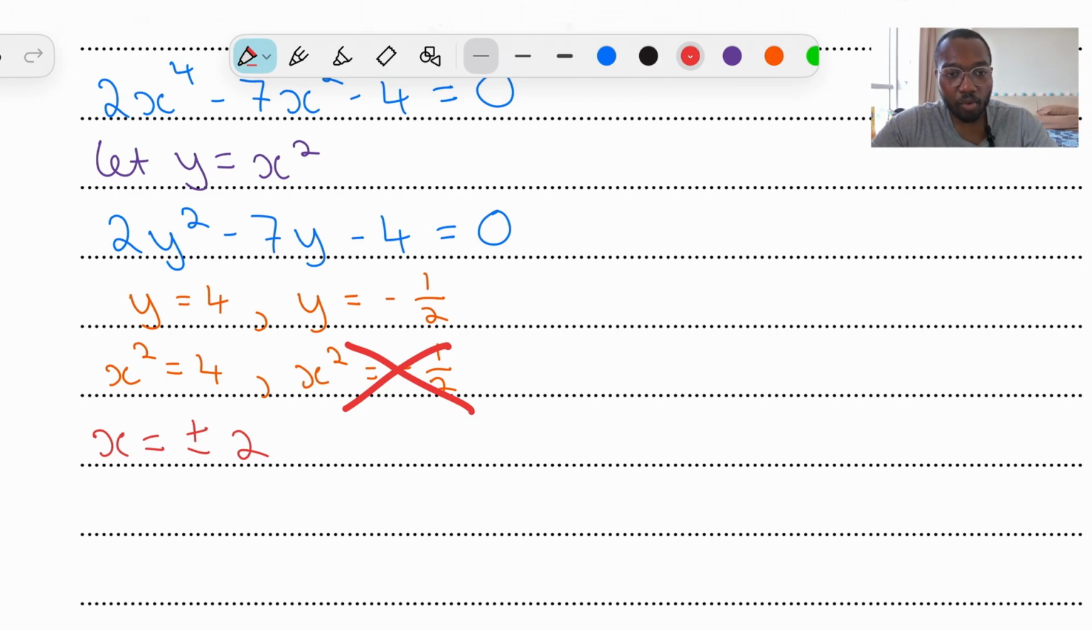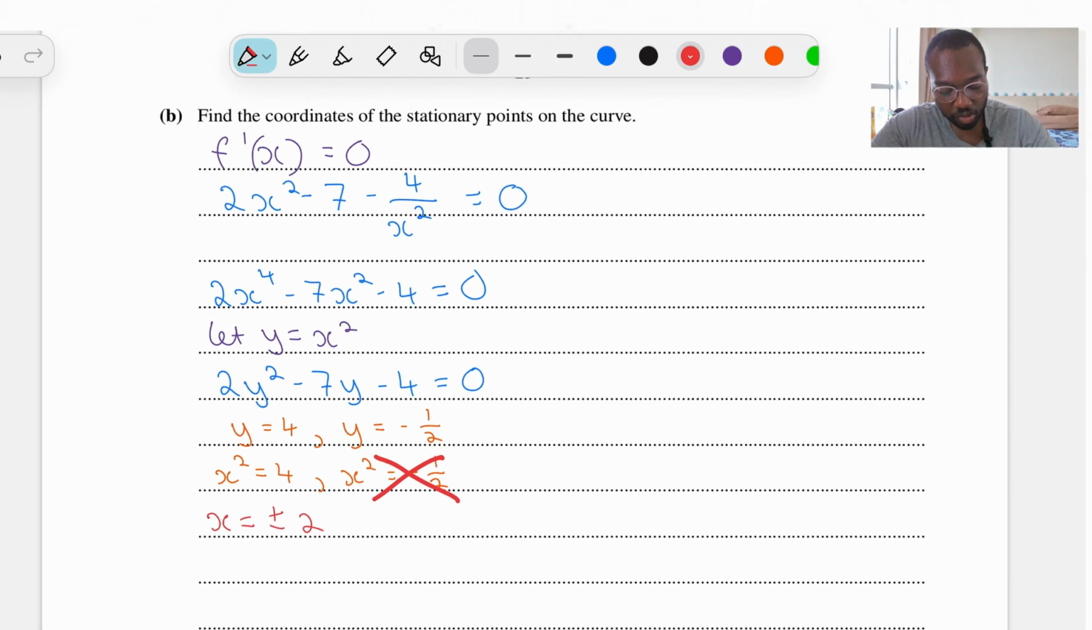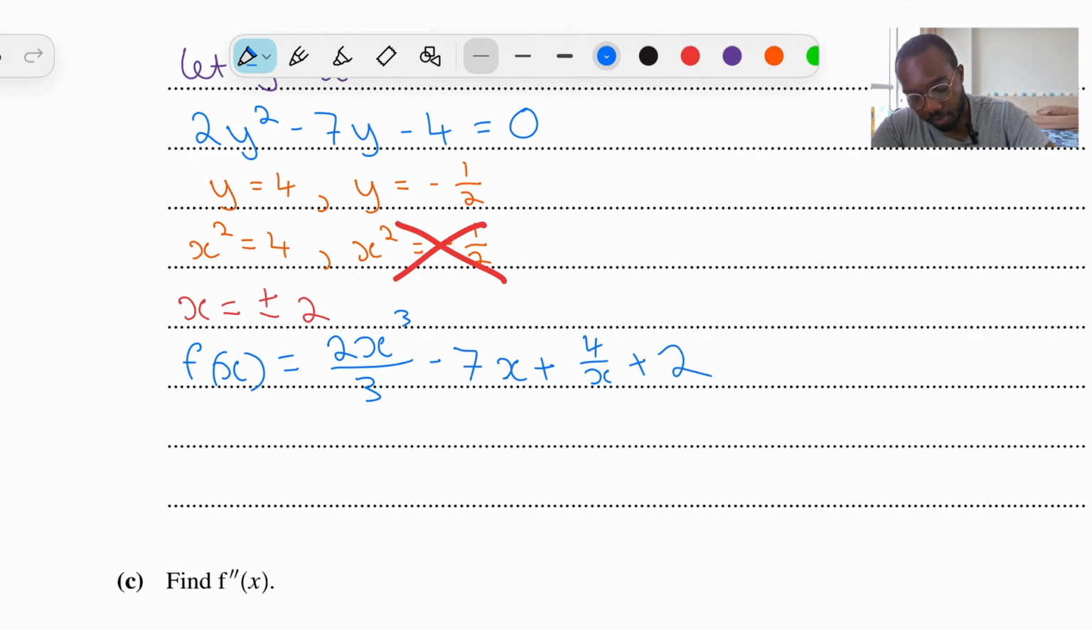If we work that out, well, now we need to put that into whatever our f of x is. And remember, we worked out our f of x in the previous question. So let me just write what f of x was. Our f of x, that was the 2x to the power of 3 over 3 minus the 7x, okay, minus or plus the 4 over x plus 2. So now we're at the stationary points, you just need to put in positive 2 and negative 2. So if you redo that, let's do f of 2. F of 2, what would that give us?